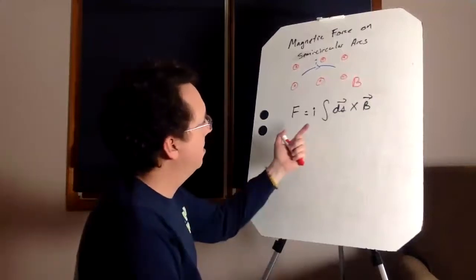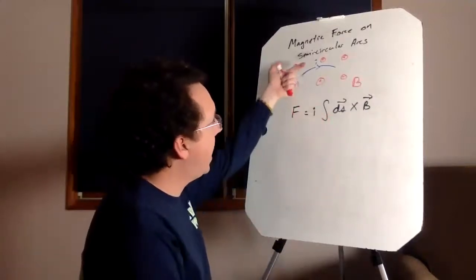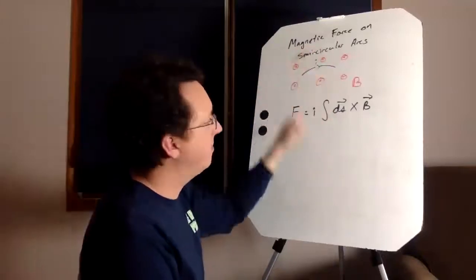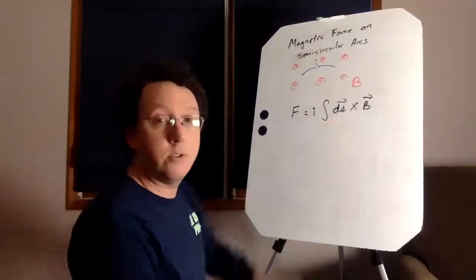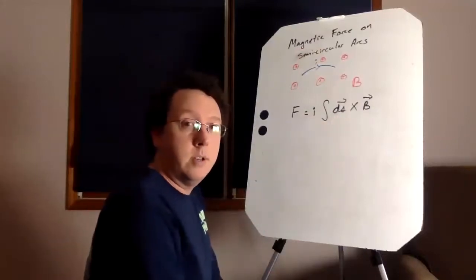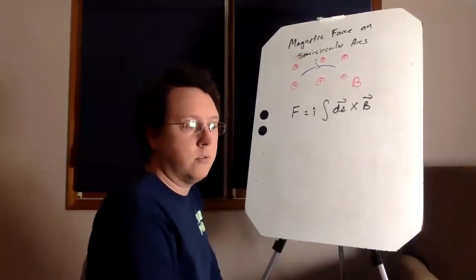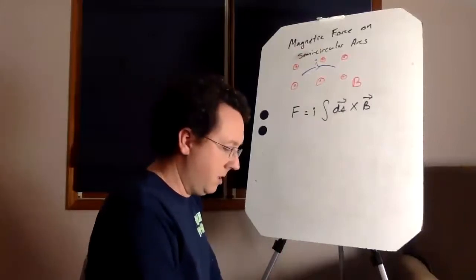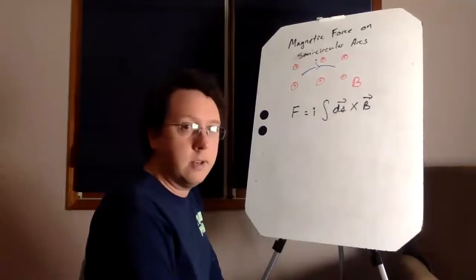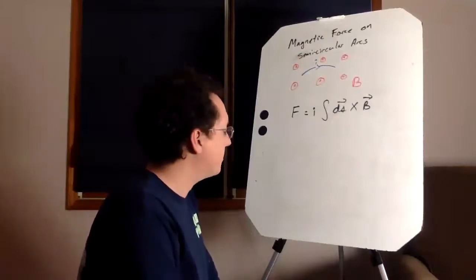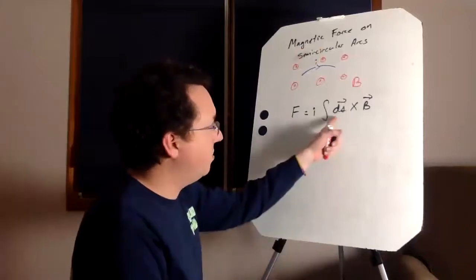Now, because the path of the current is tangent to a circle, ds is going to involve the tangent to a circle unit vector, which would be the theta hat, the unit vector in the direction of increasing angle. And then we have to do calculus on it.